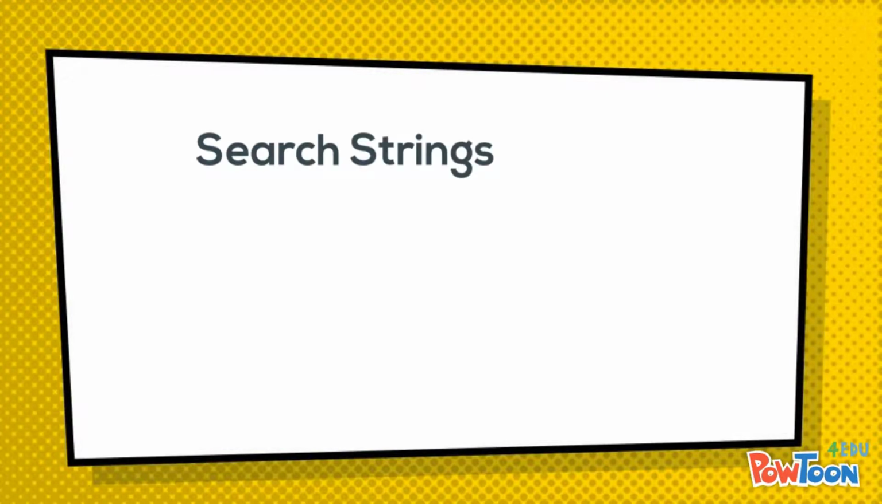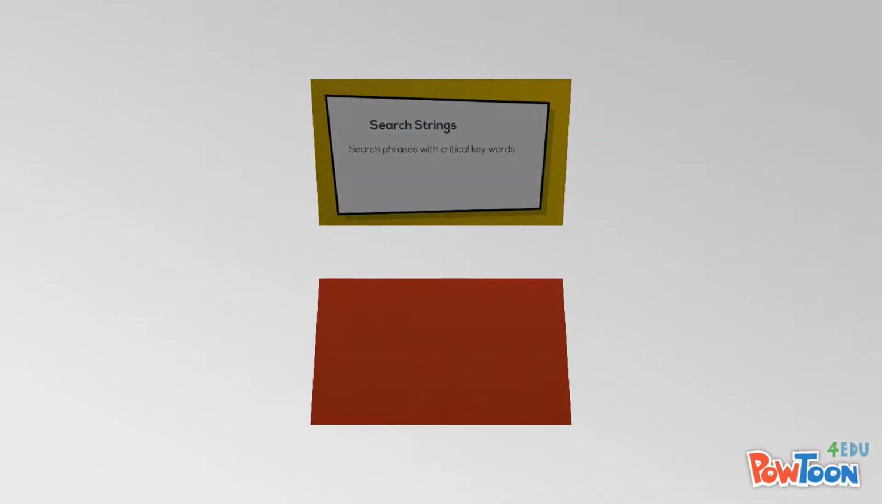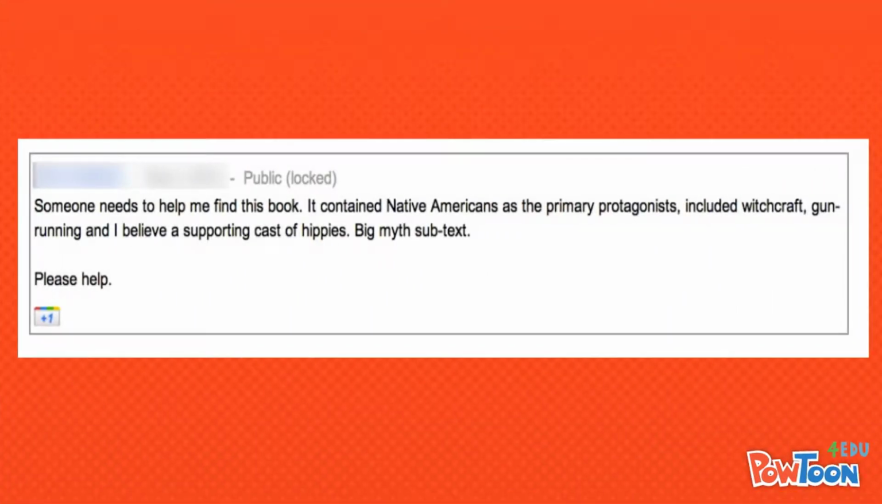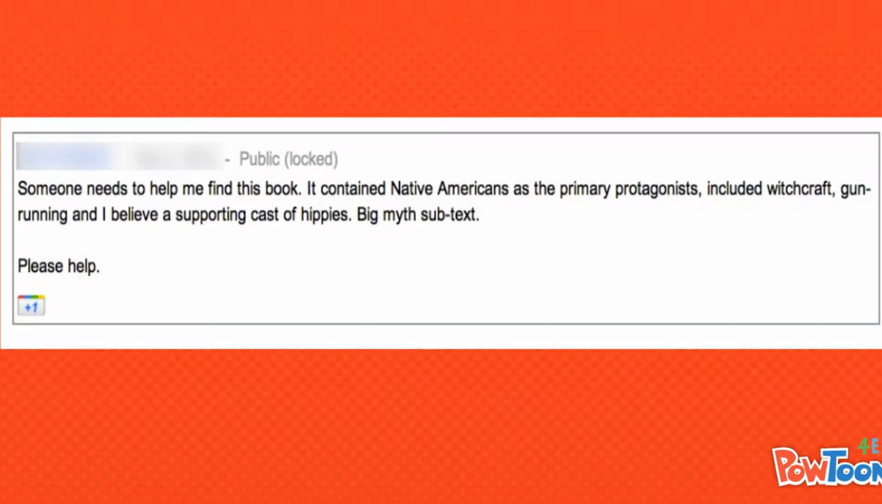First thing you will want to do when searching is to develop search strings, which are short lists of keywords related to your topic. For example, here is a post I ran across. In less time than it took for this person to write this slightly bossy post, he or she could have used the most important keywords in this description to easily find the book.